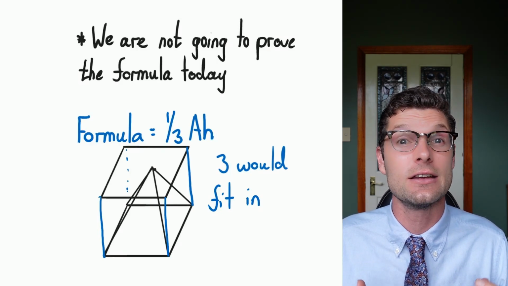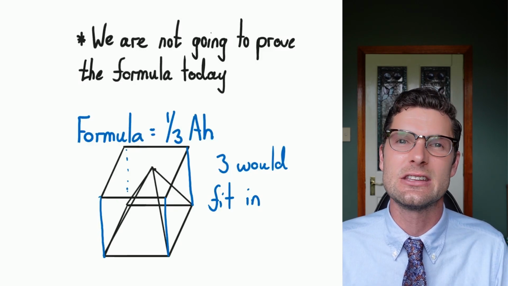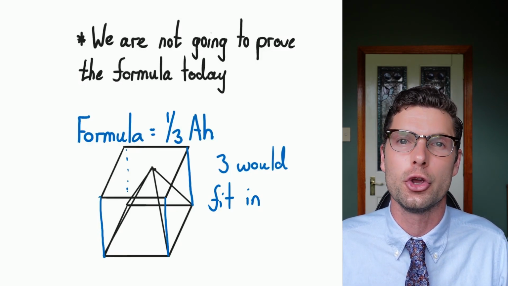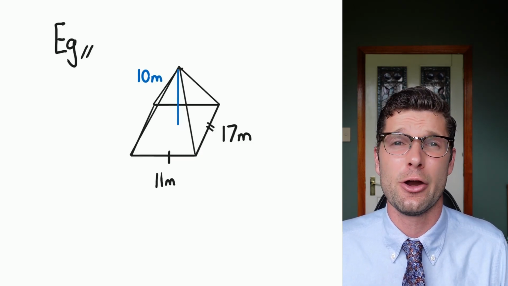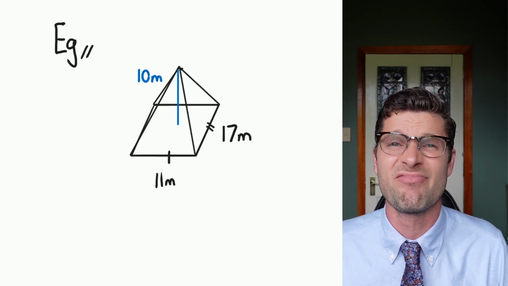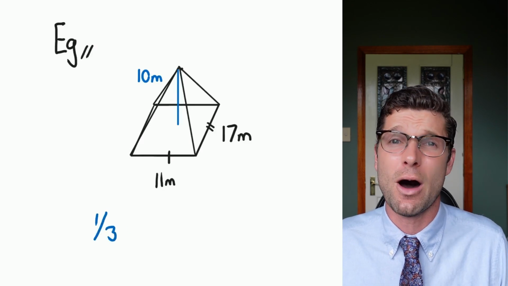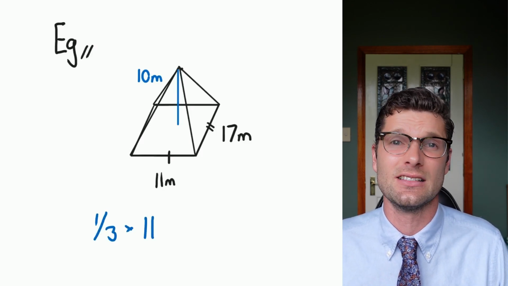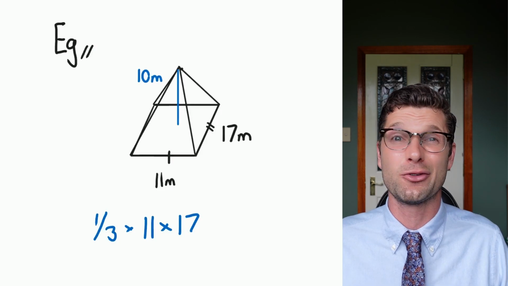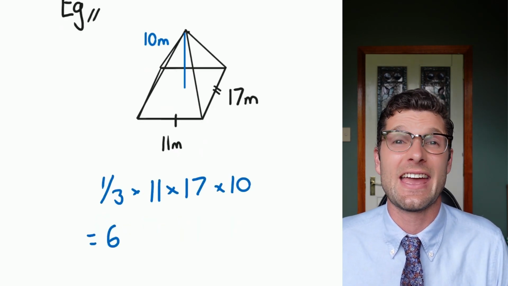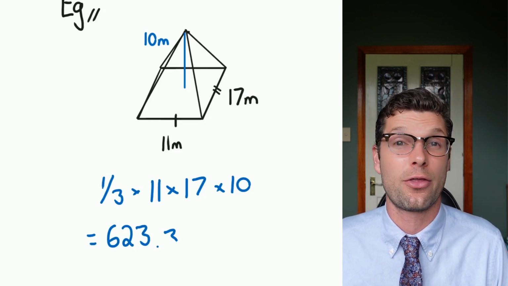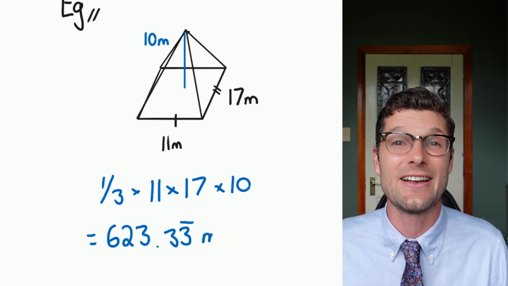The area and the height still do matter, but it's got to be smaller than if this was just a normal cube. So when we're working out these questions, all we've got to do is identify the variables and then multiply it by a third. So this one would just be a third multiplied by the area of the base, which is 11 times 17, multiplied by the height, which is 10. Happy days. Throw that in your calculator and you get the answer of 623.33 meters cubed. And that's all you've got to do.